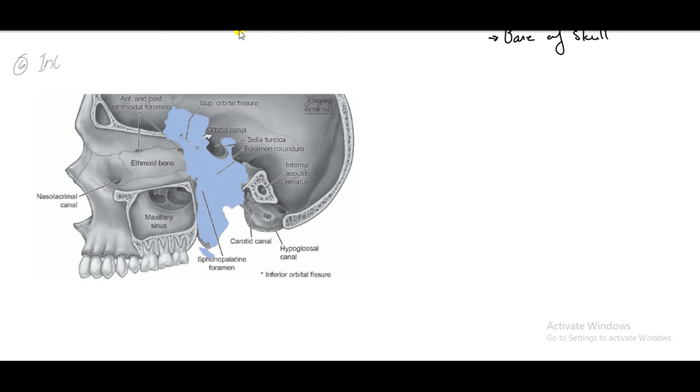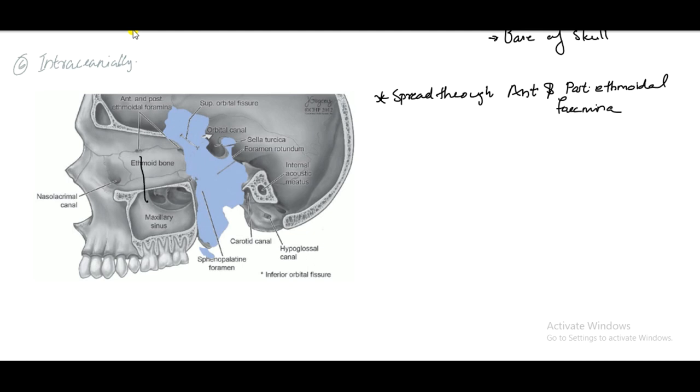The sixth way of spreading is intracranially, which means that the tumor can get into the brain. The spread can be through the anterior and posterior ethmoidal foramen, through the cribriform plate from the maxillary sinus, or through the foramen lacerum.